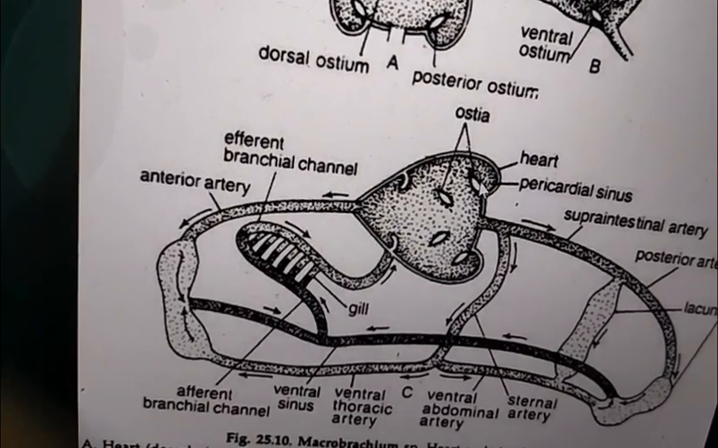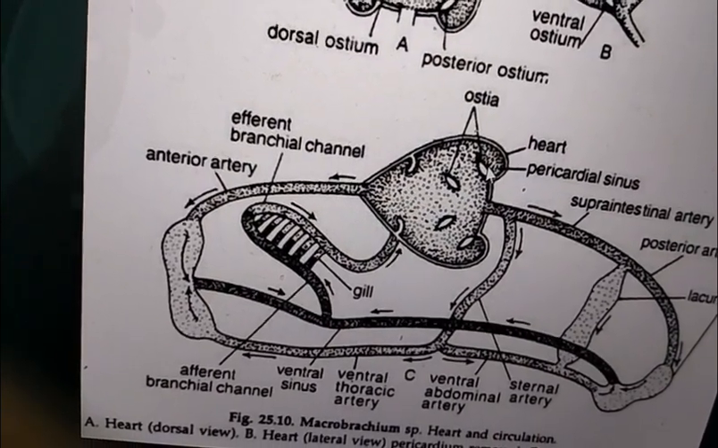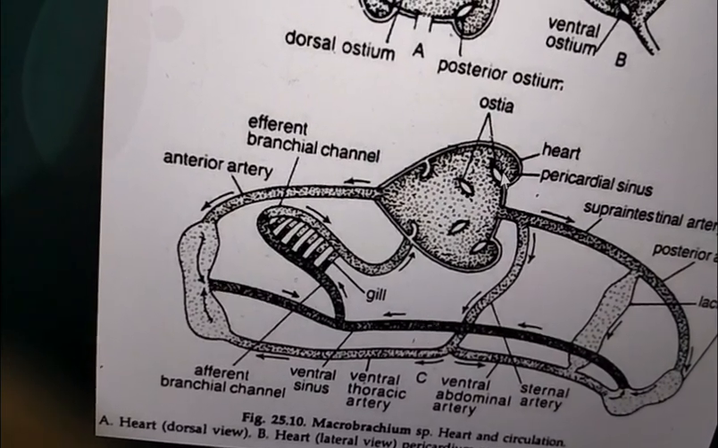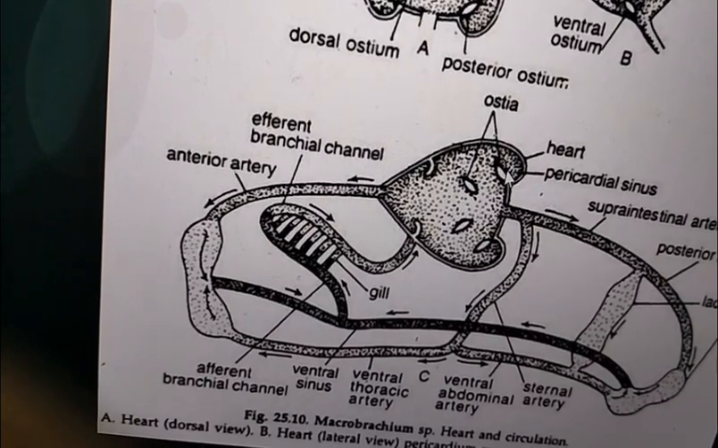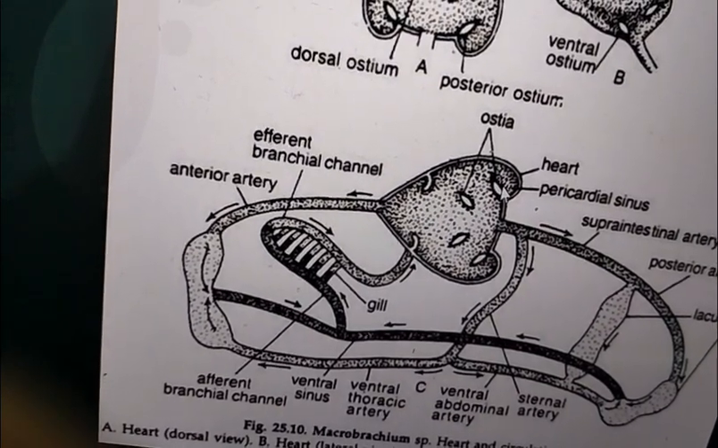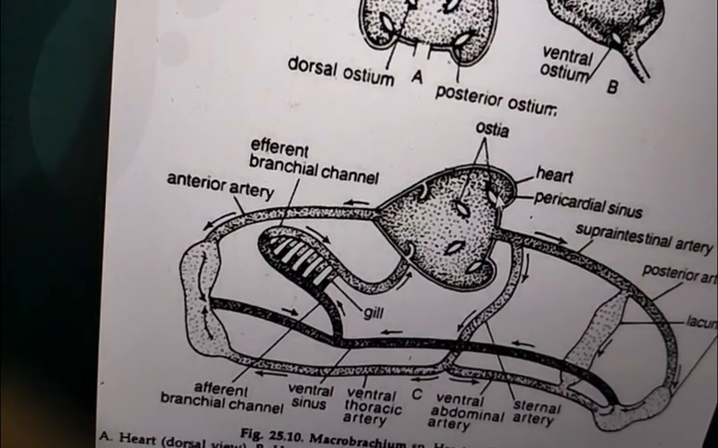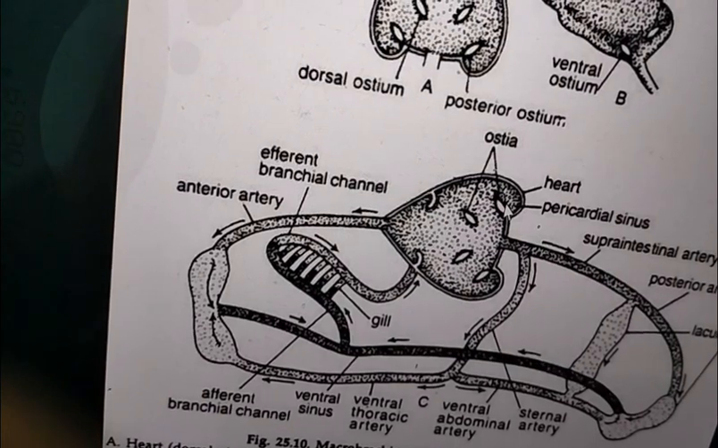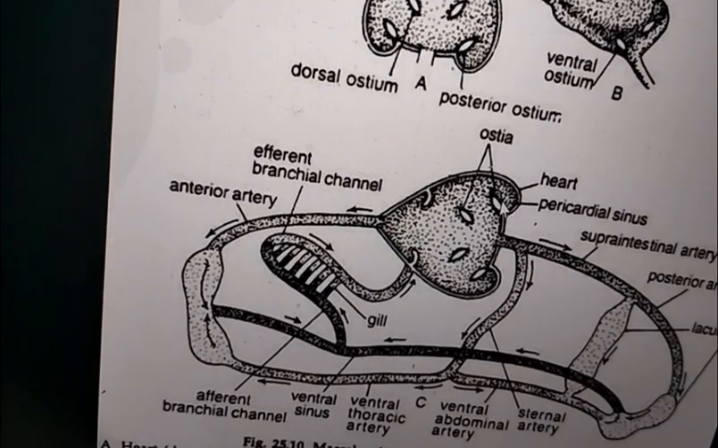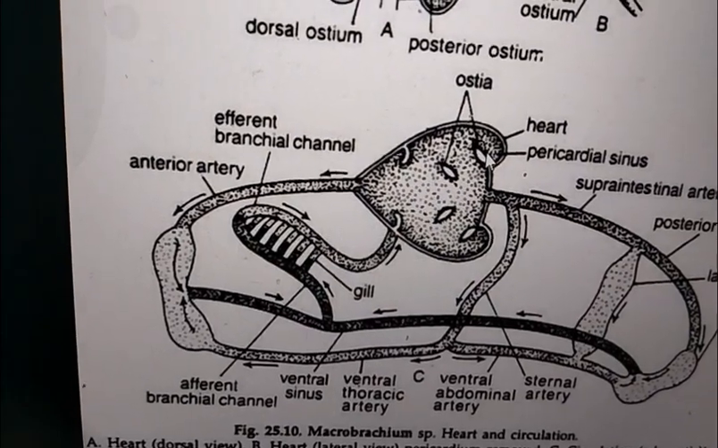Let us take pericardium first. Pericardium is present around the heart, and it is usually filled with hemocoelic fluid, and this pumps blood into the heart. So pericardium is usually present around the heart, filled with hemocoelic fluid, and pumps blood into the heart. That is the main function of pericardium.